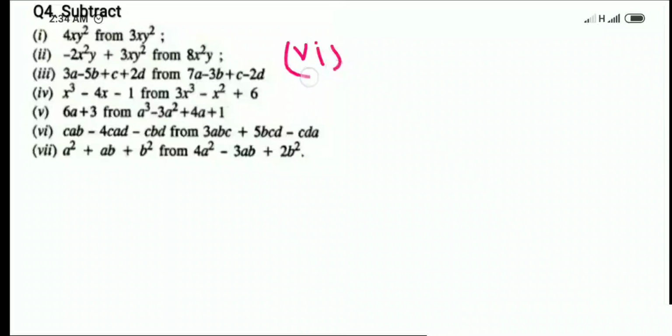Question number 6. In this question, the variables are written in different orders. The variables can be written in any order. So either you watch them carefully while calculating or rearrange them and write one more step by rearranging the variables. CAB is equal to ABC or BCA.